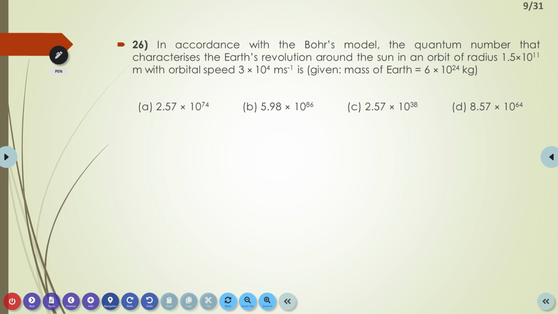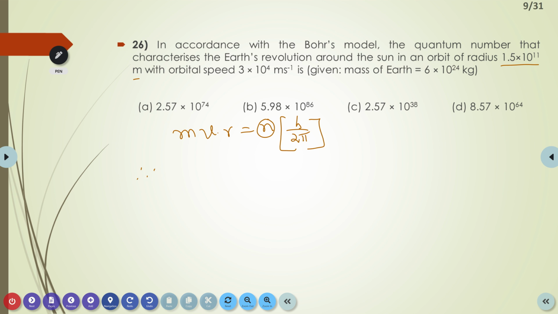In accordance with Bohr's model, what is the quantum number that characterizes Earth's revolution around the Sun in an orbital radius of 1.5 into 10 to the power of 11 meter, with the orbital speed given, and the mass of the Earth also given? It is analogous to Bohr's model, that is, m v r equals n h divided by 2 pi. He is asking for this value.